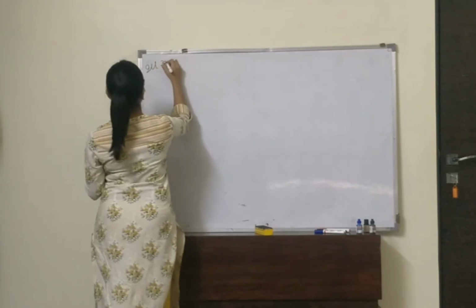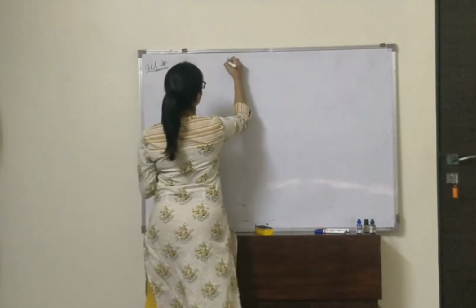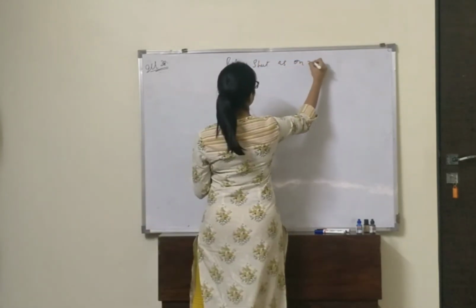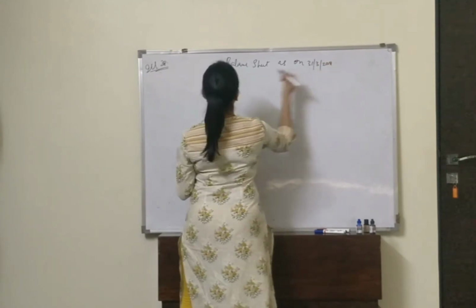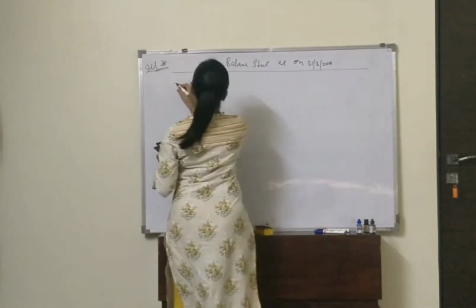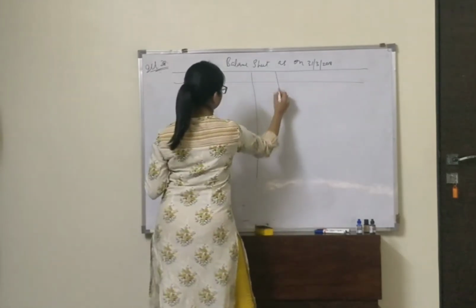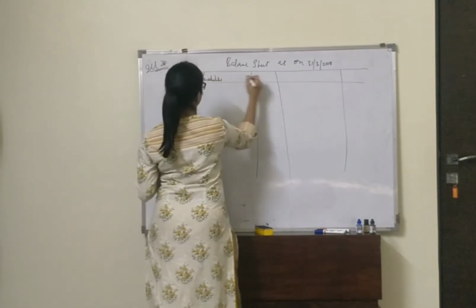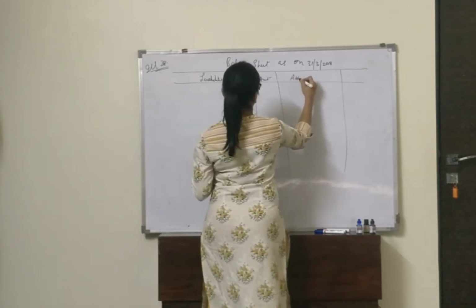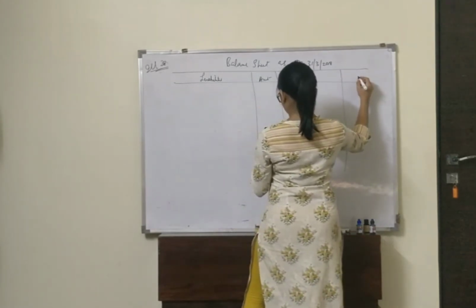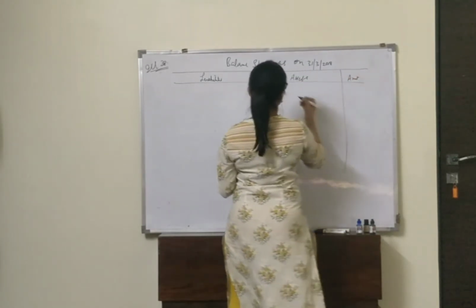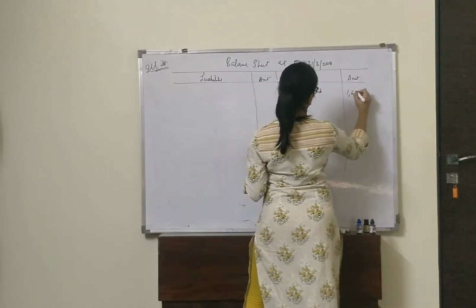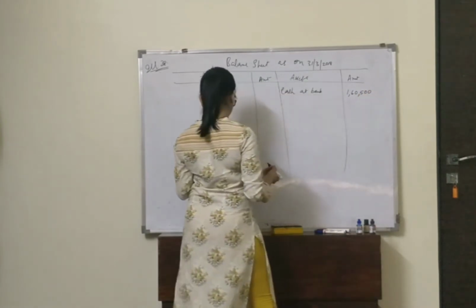Illustration 38. Balance sheet as on 31st March 2018. We have liabilities, amount, assets, amount. So first thing we have is cash at bank. That is our opening bank balance, 1,60,500.